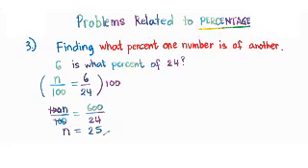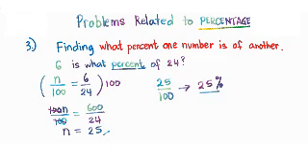So since the number is 25, we have here 25 over 100, which means 25%. And that is the answer to our problem. 6 is what percent of 24? Then it is 25%.